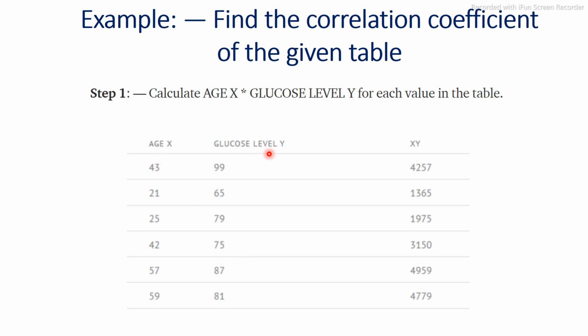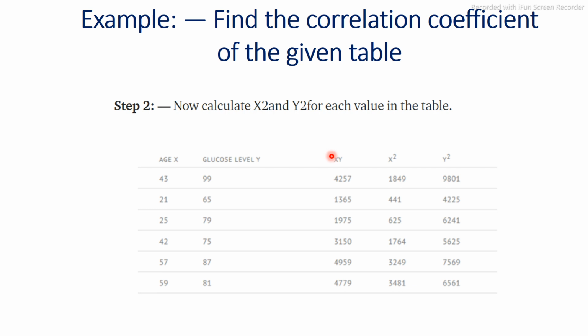Let's say age is X and glucose level is Y, because you need two variables, X and Y. Now we are multiplying X and Y. There is a formula of correlation, I'll show you here. We multiply X and Y, that is your age and glucose level. Then X square we have calculated, then Y square. We have X square and Y square.